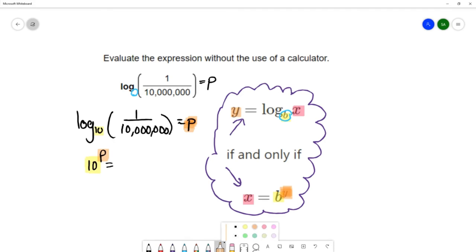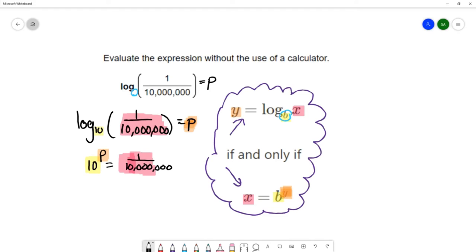Then our exponential equation is going to equal what is inside of the logarithm, substituted inside of the logarithm. So that's going to be 1 over 10 million. So we've rewritten the logarithmic equation as an exponential equation. Now when it's in exponential form, we're going to try to figure out what that value of p is.